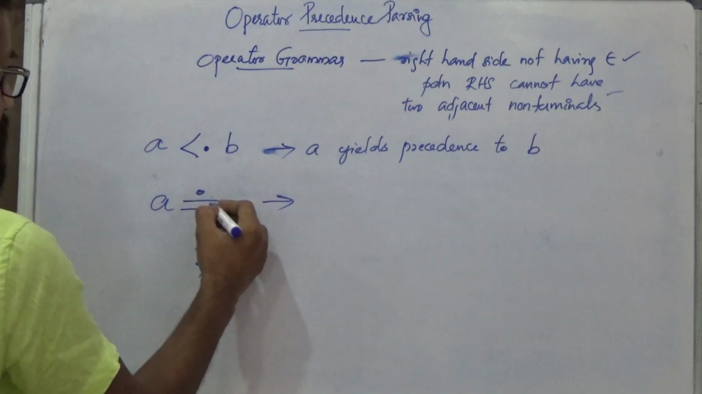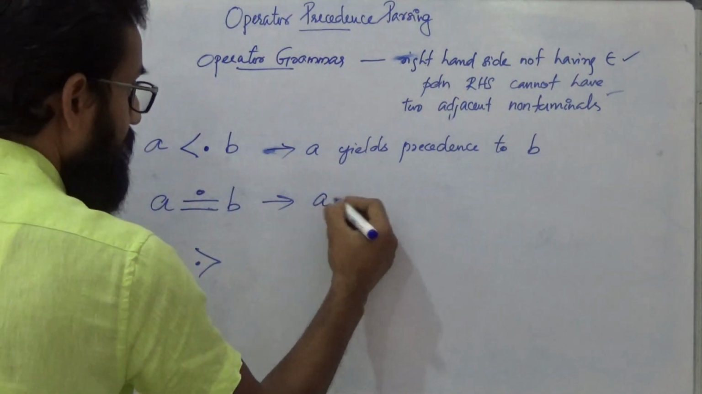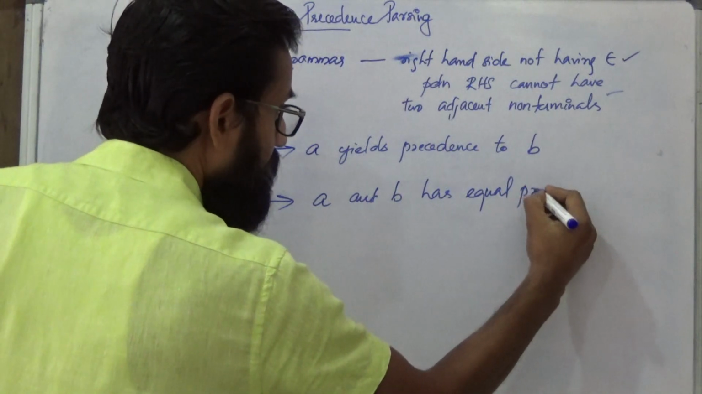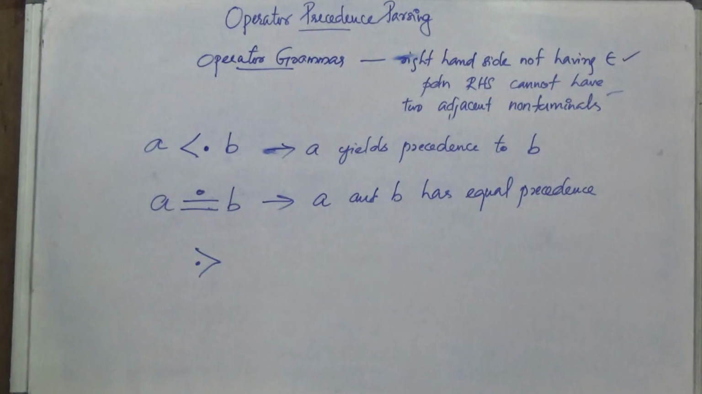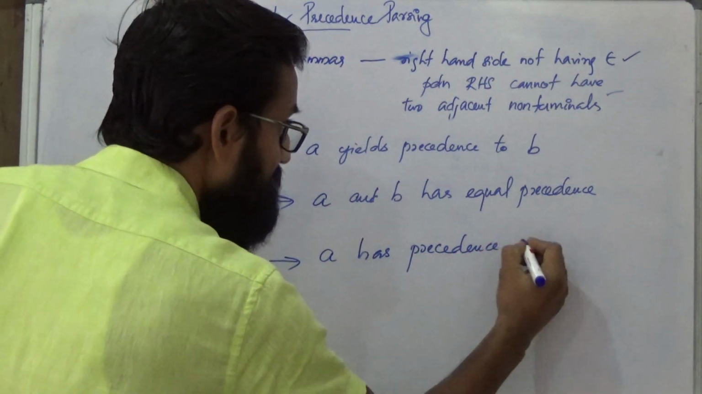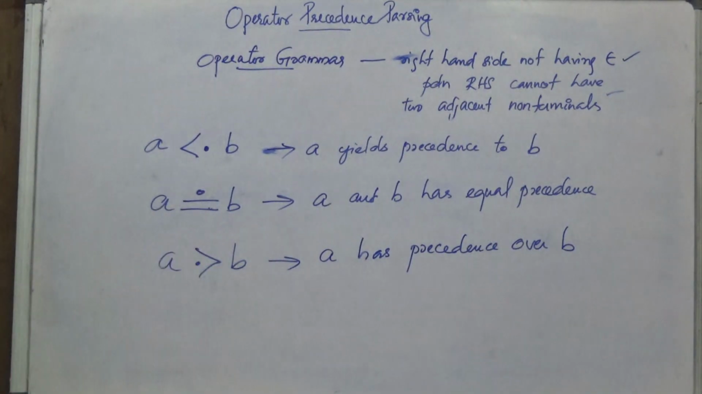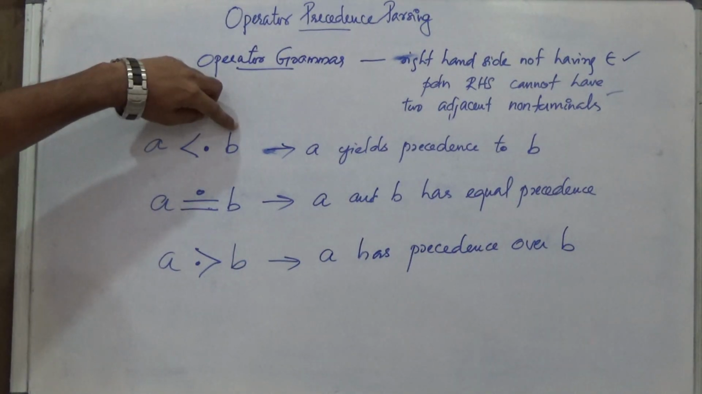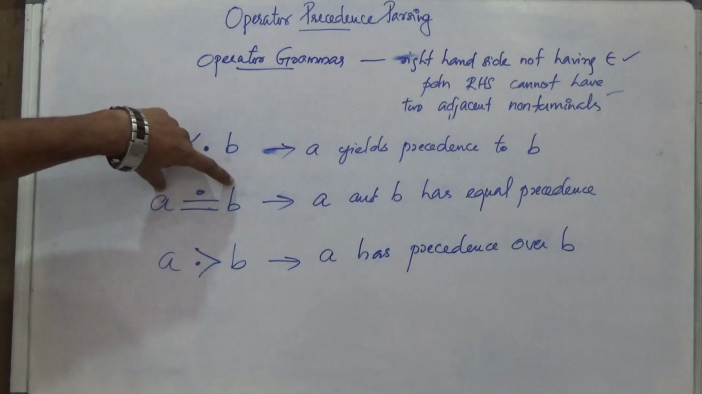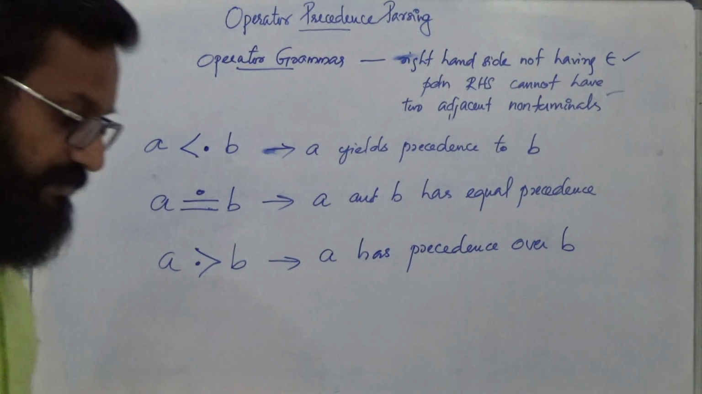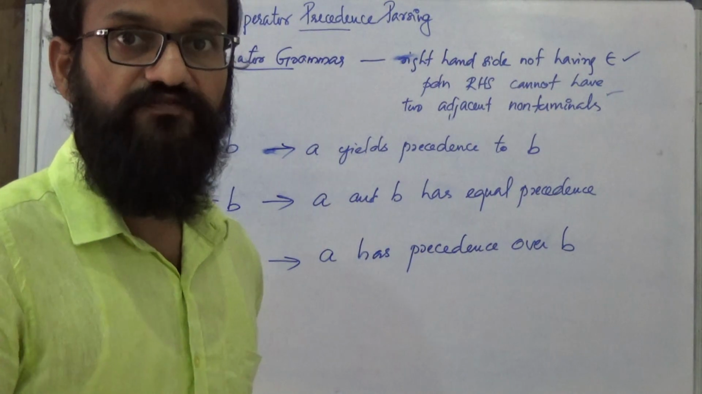If I relate A and B using the second symbol, this indicates that A and B have equal precedence, that is, the precedence of A is the same as that of B. If I relate A and B using the third symbol, it indicates that A has precedence over B, in the sense that A has higher precedence compared to B. So the first can be interpreted as A having lesser precedence than B, the second as A having equal precedence to B, and the third as A having greater or higher precedence than B. Between each and every pair of terminal symbols in the grammar, you have to identify the precedence.